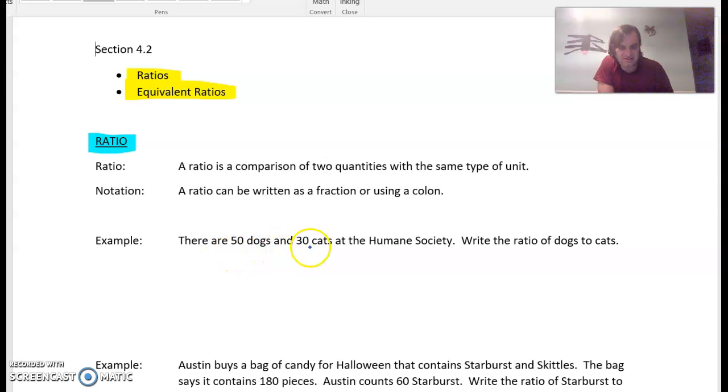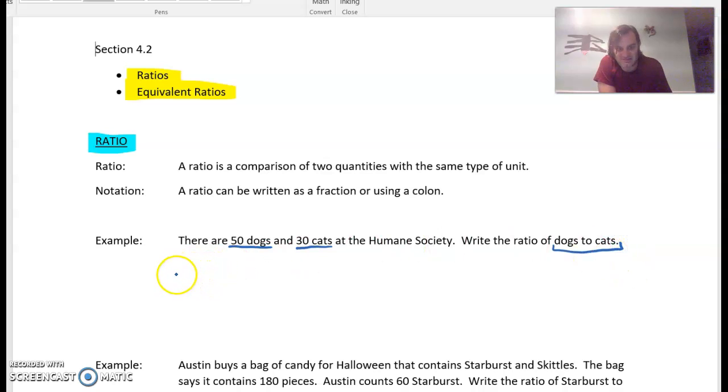There are 50 dogs and 30 cats at the Humane Society. Write the ratio of dogs to cats. So first of all, thinking about what we have here, they're the same type of units because even though they're dogs and cats and that's different, they're both animals, so we can see the relationship of how we would compare them. So we wouldn't really want to divide dogs by cats in general to find something like a unit rate, but we'd like to know how they compare to each other. And it's very important over here that it says dogs to cats. So that's going to be our understanding.